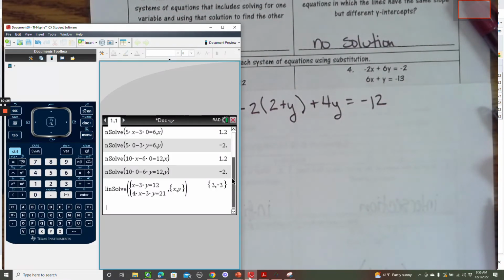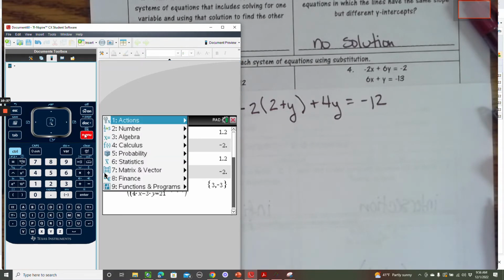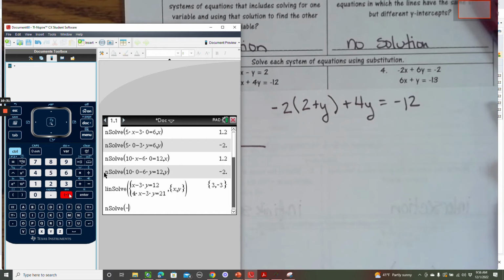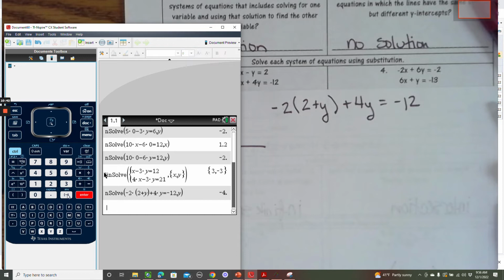Okay? So that's just solving an equation, menu 3-1. So I've got negative 2, 2 plus y plus 4y equals negative 12, comma y. And I get y equals negative 4.